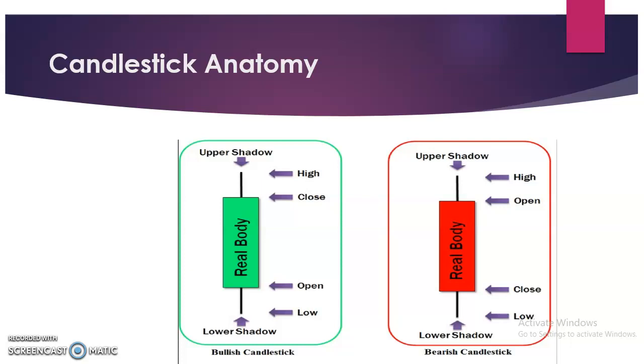Now on the screen we have two different types of candlesticks. We have a bullish candlestick and we also have bearish candlesticks. When you see a candlestick like this, you can see that there is something that looks like a stick up, and something like that down, right? There is also something that we labeled as the real body.